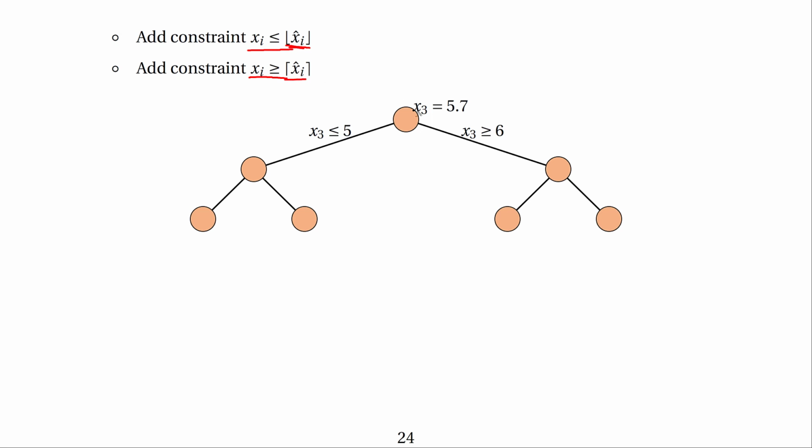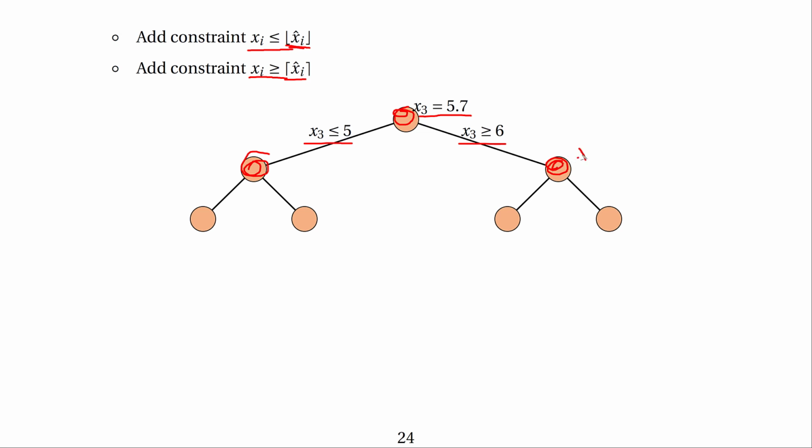So for example, we start with the complete problem, and then for one reason or another, we select a variable that has an assignment that's not integer. So in this case, we select x3, it's 5.7, and then we branch on this variable, and we add one constraint x3 smaller equal to 5, and then we create a new problem that we try to solve here, and then we add x3 greater equal to 6, and then we create a new problem that we try to solve here. And then this proceeds recursively.